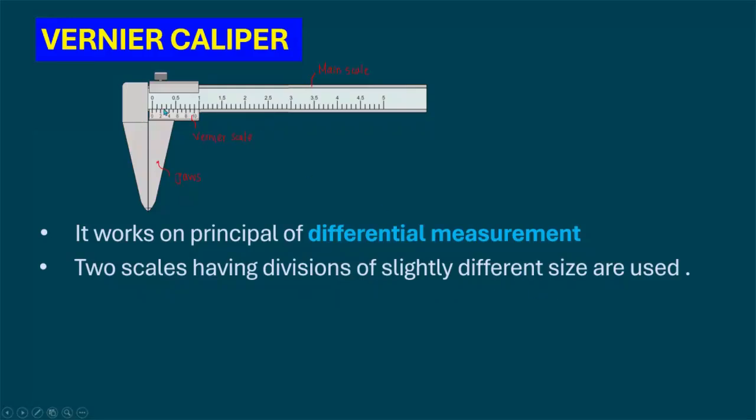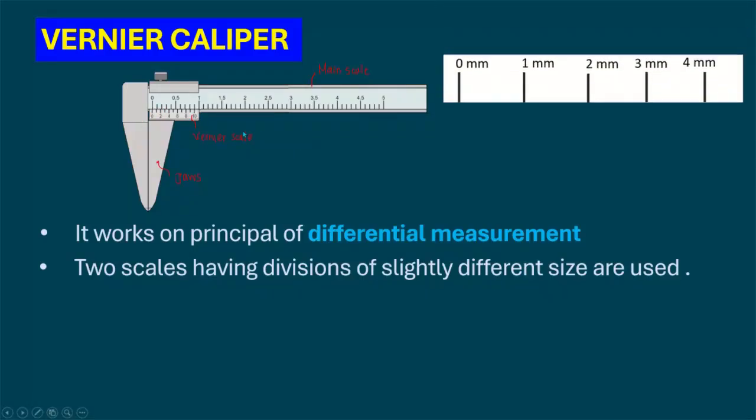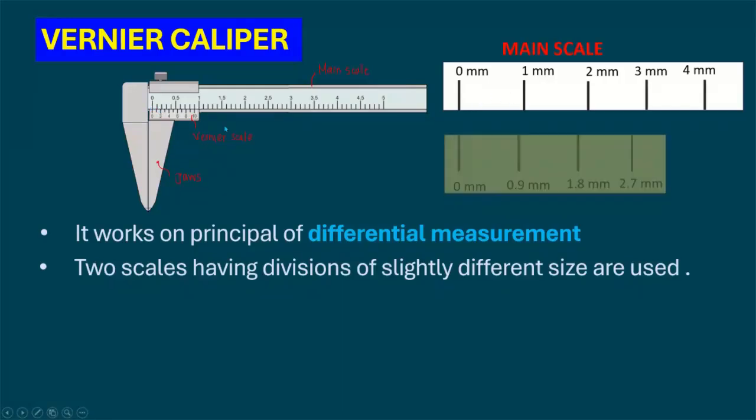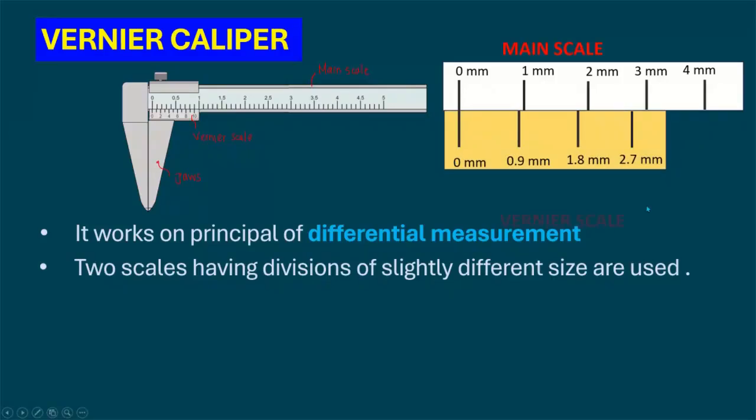Here if you look, friends, I can tell you this is the main scale over here. The main scale has got divisions like 0 mm, 1 mm, 2 mm, like that. If you look at this, one division is equal to 1 mm. So the smallest division over here on the main scale is 1 mm. And if I show you the vernier scale, this is the vernier scale, friends. The length of one division on the vernier scale is slightly lower than the length of one division on the main scale. So you can see that one division on the main scale is 1 mm.